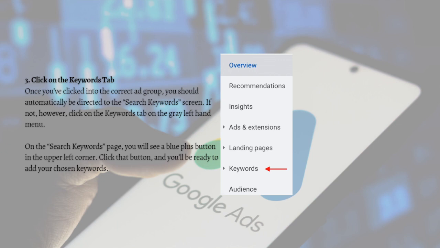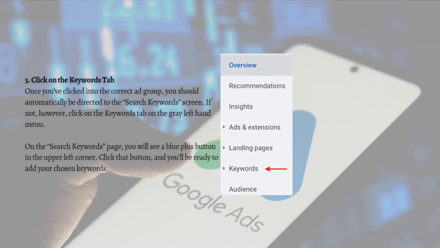Clicking into the campaign should automatically bring you to the ad group view. However, if it doesn't, simply click onto the ad groups tab on the left hand menu, and from there just select the ad group where you want to add keywords. If you have multiple ad groups that need keywords, you'll need to repeat this and the following steps for each ad group, since keywords can only be added at that level.